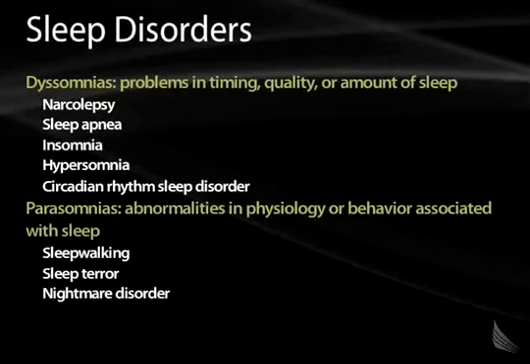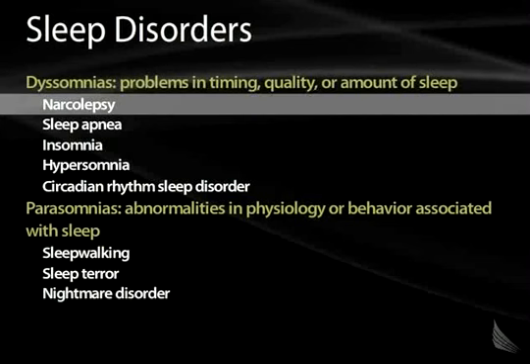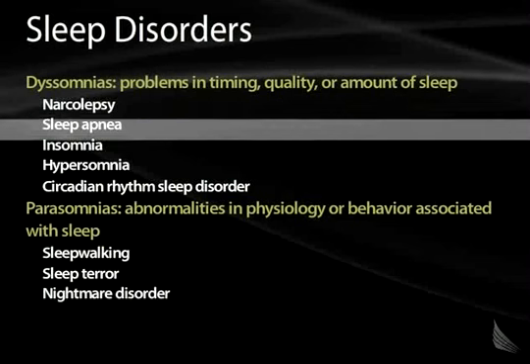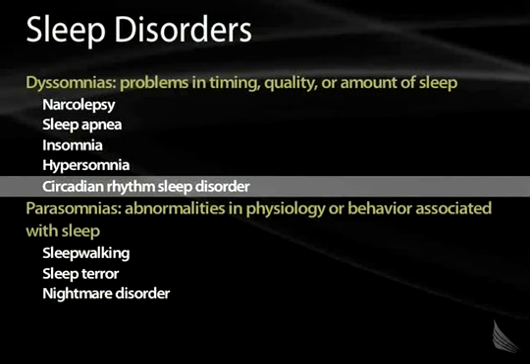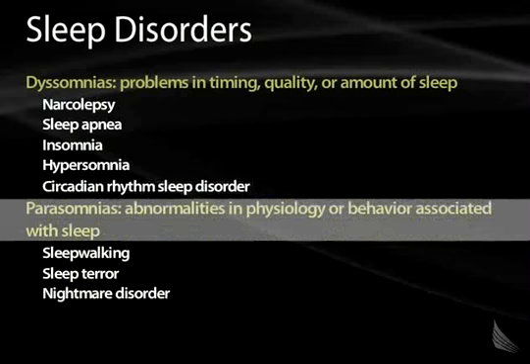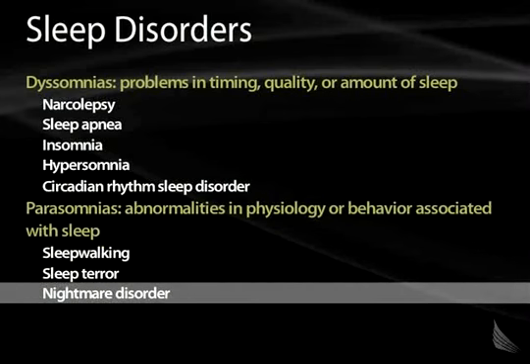So there's different types of sleep disorders. You have dysomnias, which are problems in timing, quality, and the amount of sleep. And then you have parasomnias, which are abnormalities in the physiology or behavior associated with sleep. The different kinds of dysomnias we're going to talk about are narcolepsy, sleep apnea, insomnia, hypersomnia, and circadian rhythm sleep disorder. And parasomnias include sleepwalking, sleep terror, and nightmare disorders.